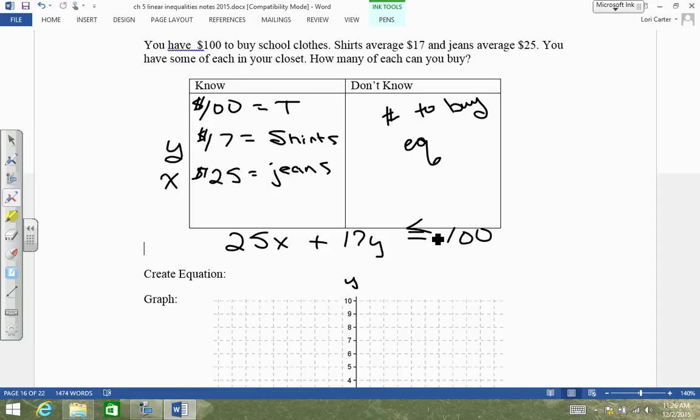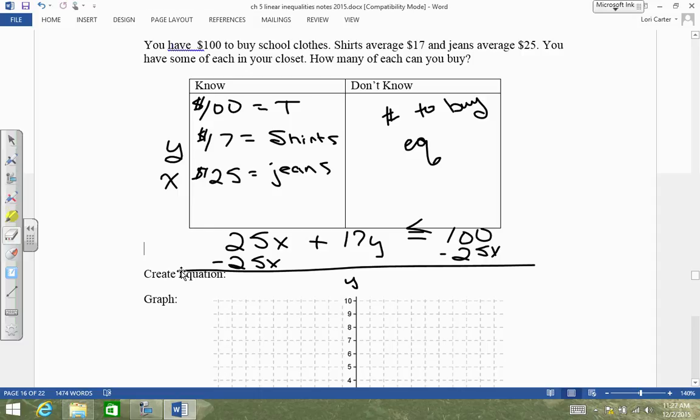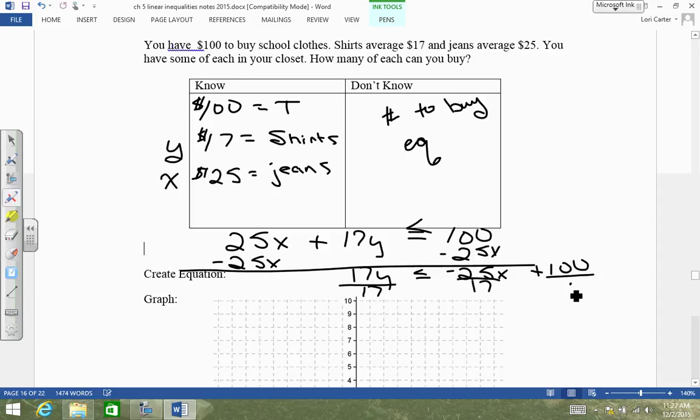You have to solve for y, so I'm going to move the 25. Okay, so now we have 17y is less than or equal to negative 25x plus 100. Now what? You have to divide by 17. Am I going to be able to graph that? No. Well, you could.